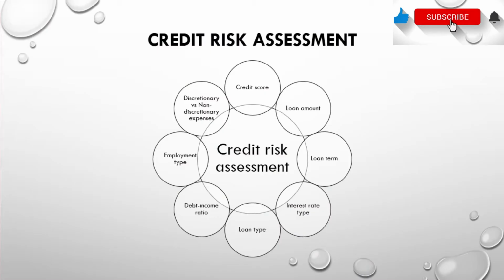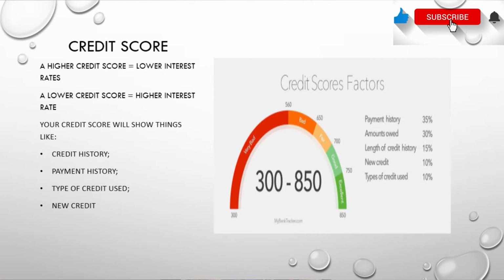So the first one will be your credit score, right? I normally use clearscore.com. It will give you what your credit score is. So the higher your credit score, the lower the interest rate that you will be charged. And if your credit score is lower, the higher the interest rate that you will be charged. So your credit score will indicate two things. It will indicate your credit history.